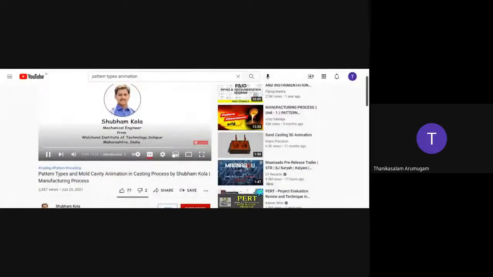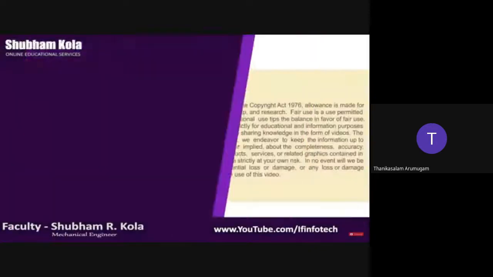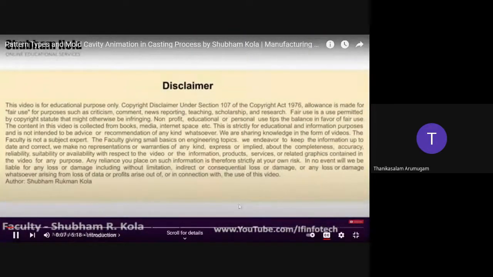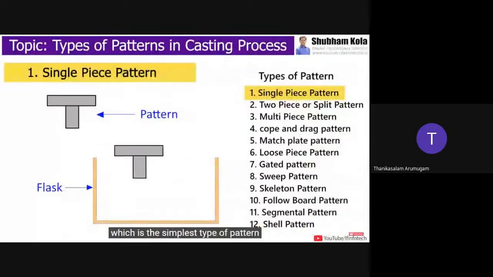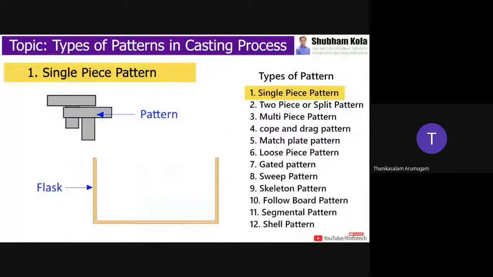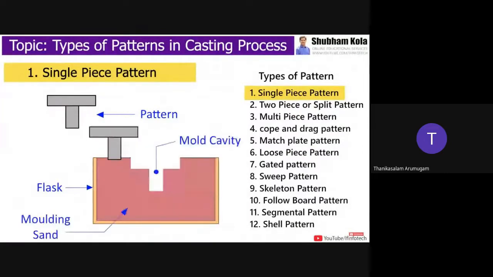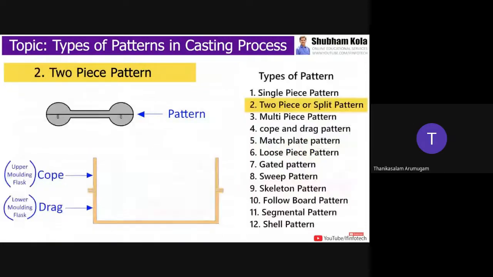Today's session we are going to learn different types of pattern used in the casting process. So first is the single piece pattern, which is the simplest type of pattern used for simple objects which are made in a single piece. It is either placed in the cope or in the drag according to the simplicity of operation. This type of pattern is used to cast the stuffing box of steam engines. The next type is the two-piece pattern, also called the split pattern.